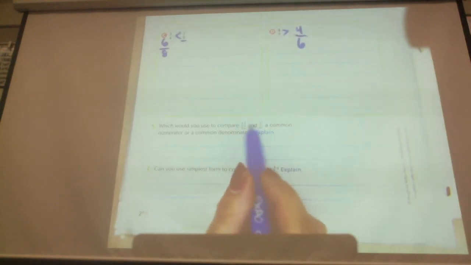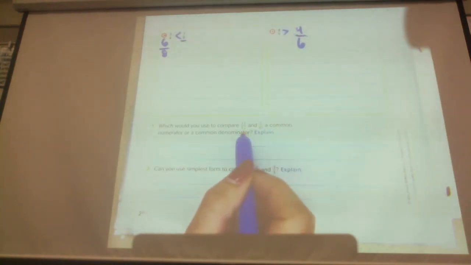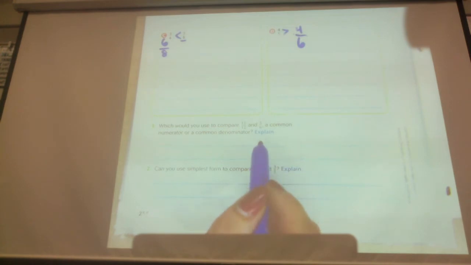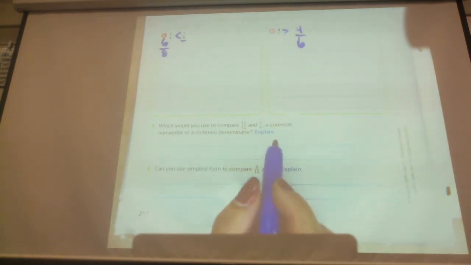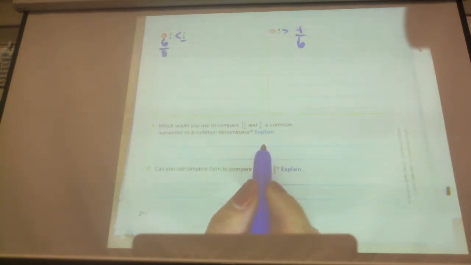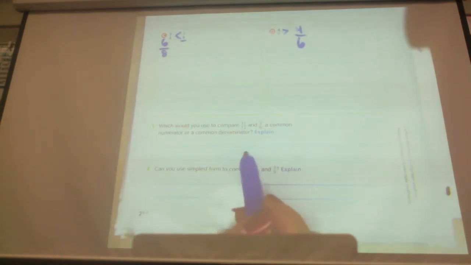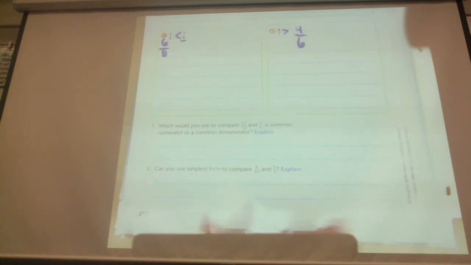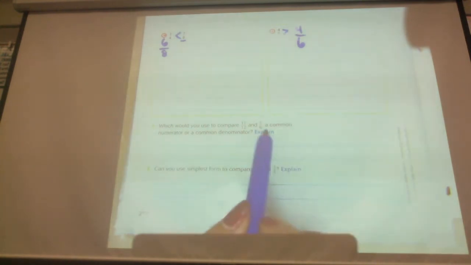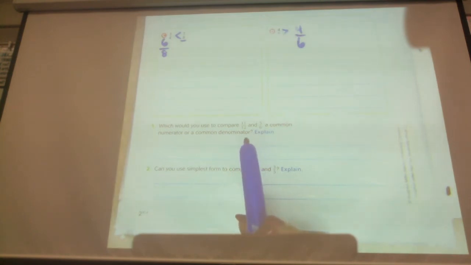What would you use to compare 11/12 and 5/6? Would you use common denominators or common numerators? Raise your hand when you have an idea, and I should see a hand from everybody. So would you decide on common numerator or common denominator for this one? Raise a hand when you have an idea. Look at the numbers. 11 and 5, do they compare easy? 12 and 6, do they compare easy?